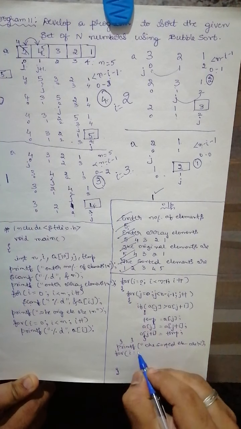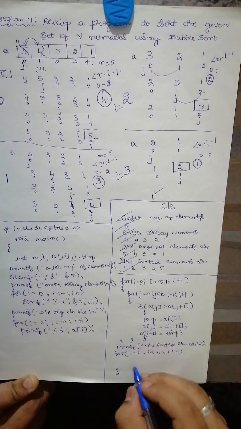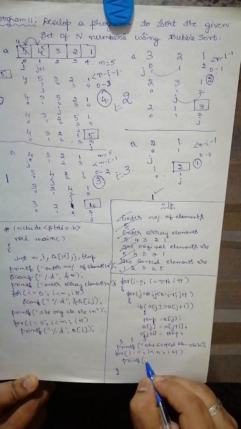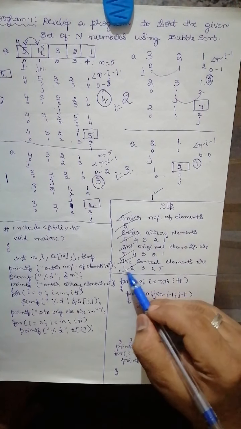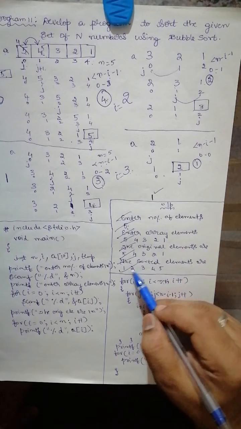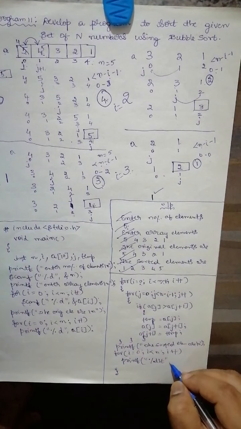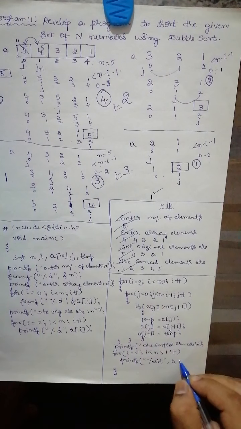I equals 0, I less than n, I plus plus. Every time I should display the element, so I should tell printf. Percentage d, every time you will print one value. After printing an element I need some space, so I will use slash t. It is a tab space, which will give some spaces. So what do I need to display? Array elements. So I need to write a of I.